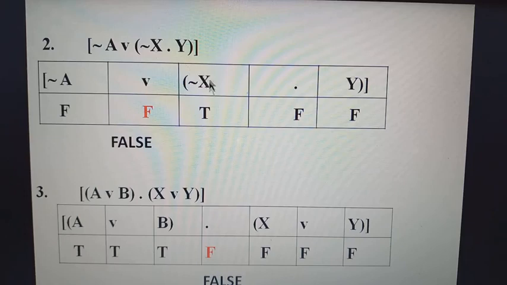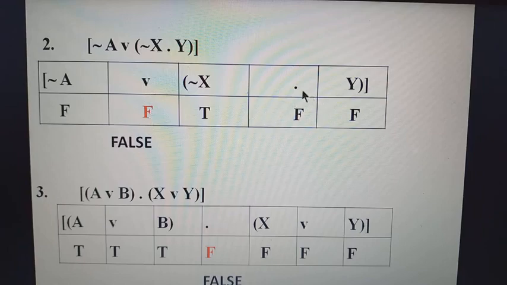If X is false, negation X will be true. If Y is false, then Y is false, because it's not negated. So you begin with the parenthesis. You must resolve what you have in this parenthesis before you move to the brackets. This wedge is what connects negation A with the whole of this parenthesis, so the value of this connective is the value of the entire expression.